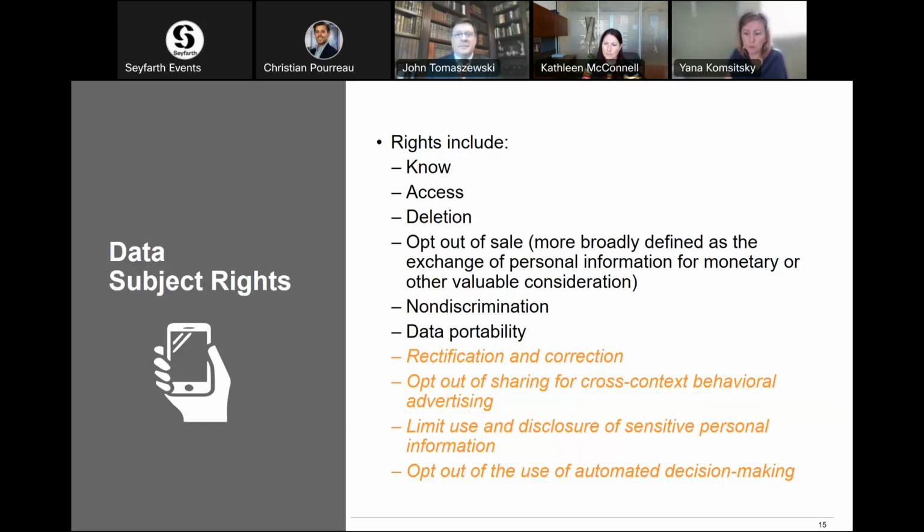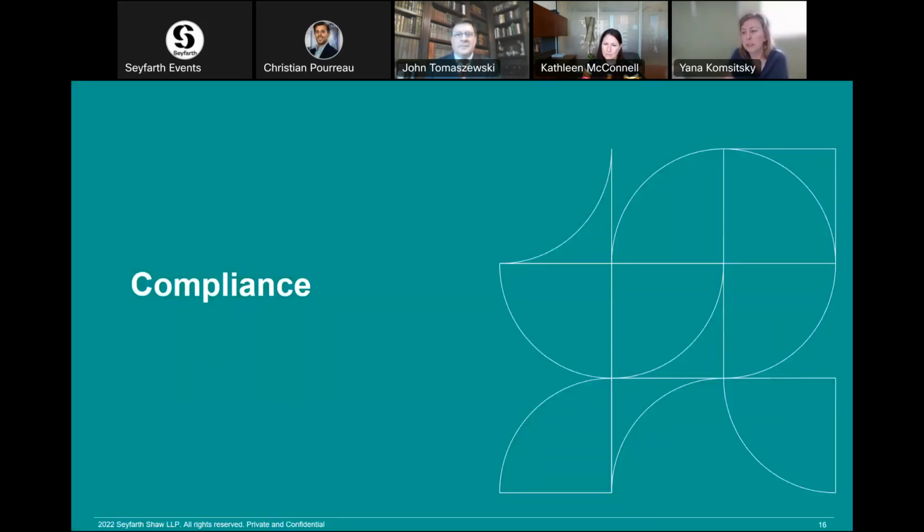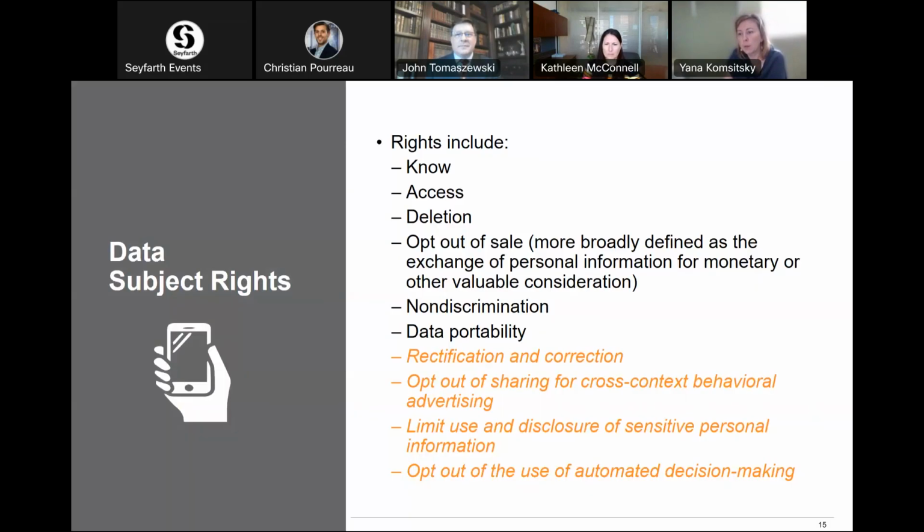I think we'll move to the next slide. We skipped, let's go back. I'm going to rush through the new rights: rectification and correction, opt out of sharing for cross-context behavioral advertising, limit use and disclosure for sensitive personal information, and opt out of the use of automated decision making. I think we touched on some of these, and we should be aware they exist.